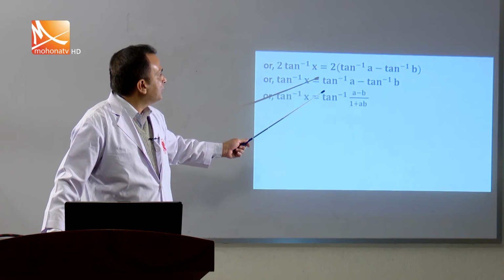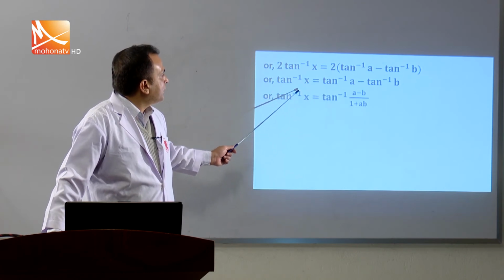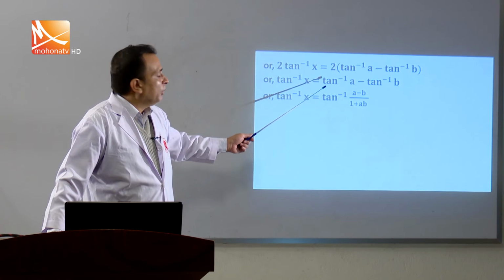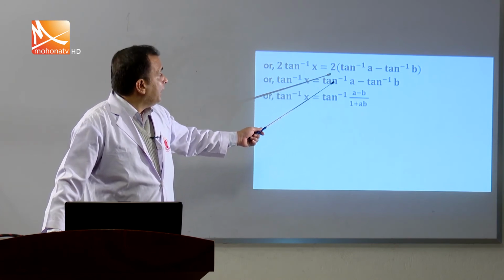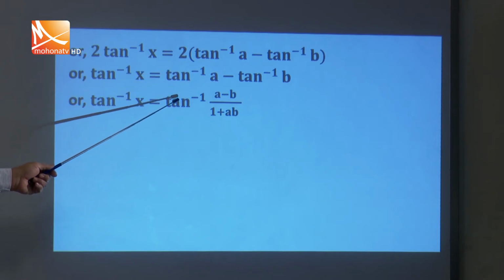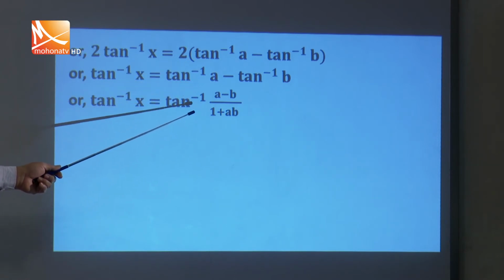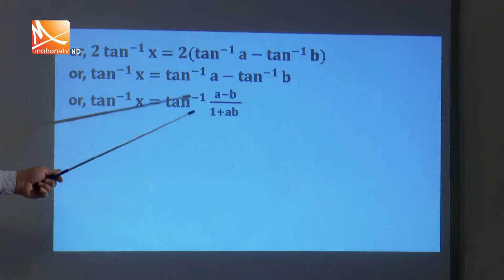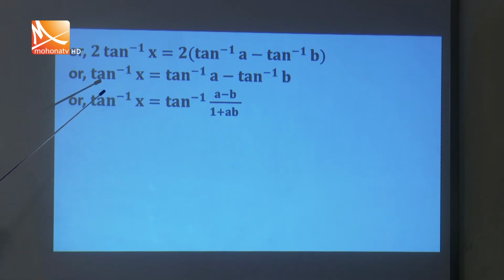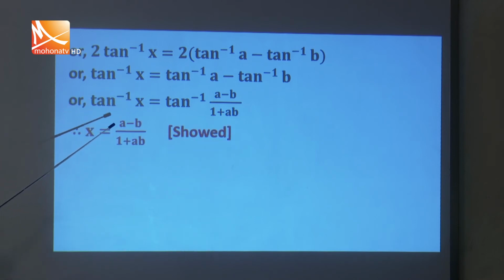Okay, then you just see that. We have already learned a formula like this: tan inverse x minus tan inverse y equals tan inverse of x minus y by 1 plus xy. So it will remain tan inverse x equals tan inverse of a minus b by 1 plus ab. If we omit the tan inverse operator from both sides, then we will get x equals a minus b by 1 plus ab, hence shown.